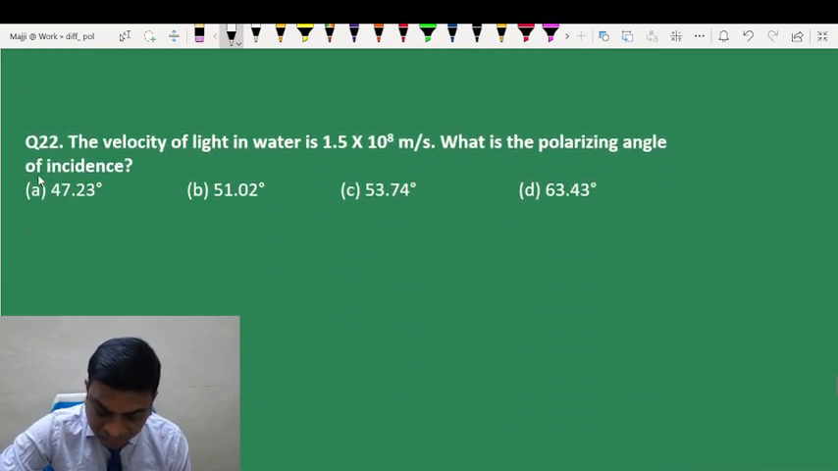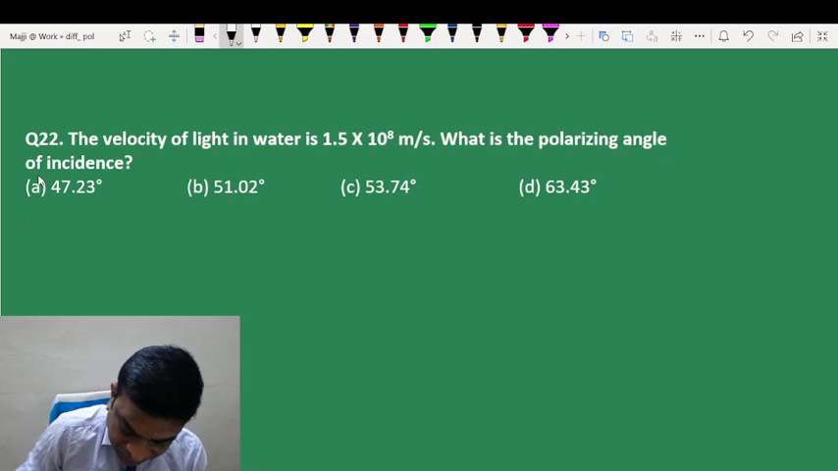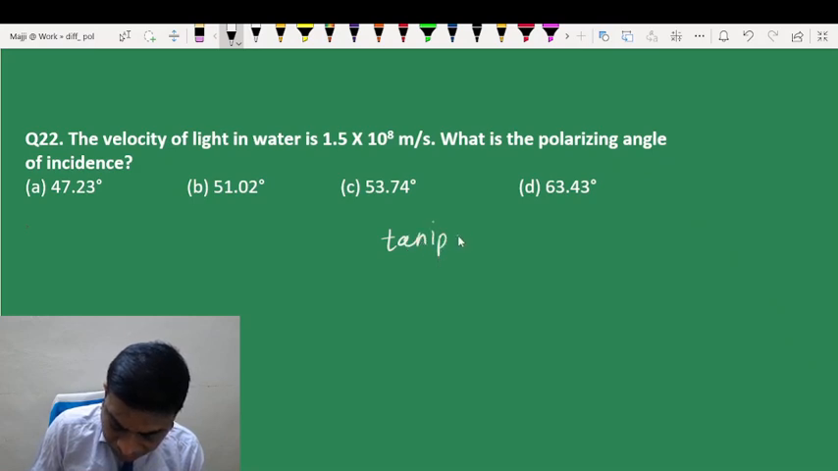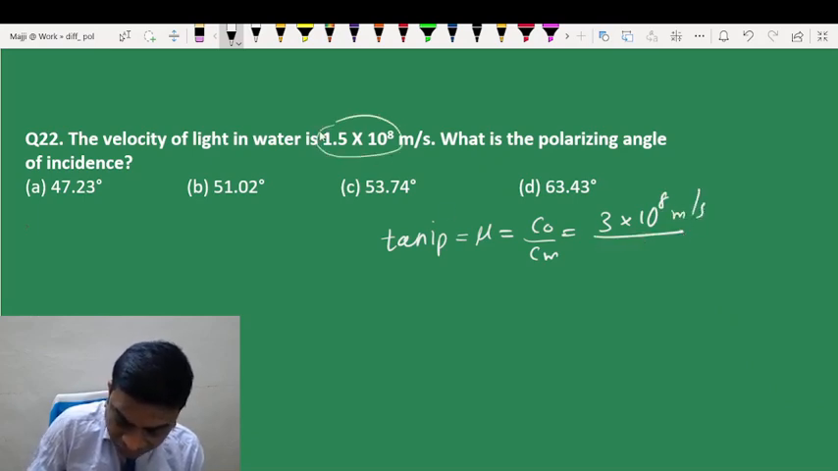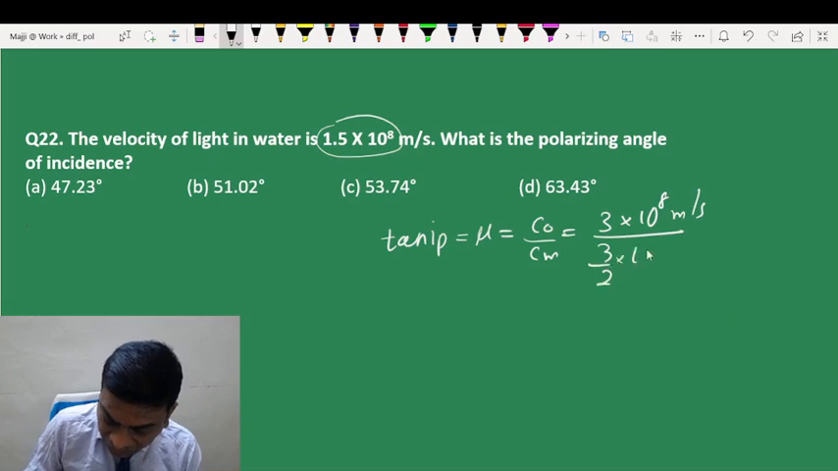Velocity of light in water is this much. What is the polarizing angle of incidence? Now, tan of polarizing angle is basically mu, and mu is actually c naught by c medium. So this is 3 into 10 power 8 meters per second, speed of light in vacuum, upon speed of light in the medium, which is 3 by 2 into 10 to the power 8 meters per second. So which comes out to be 2. So we have to find the angle whose tan is 2.